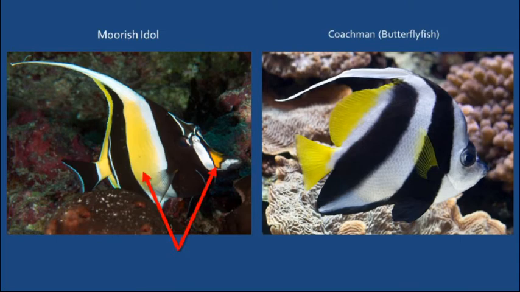So again, I'm just going to point out those key characteristics. Looking at our Moorish idol, we're going to look for that yellow saddle or yellow triangle that we can see on its snout, and that watercolor effect of yellow that sits on the white bit in between the two black bands. We can see on our coachman here, that yellow bit is missing, and that saddle on the snout is missing as well. So now you guys are going to be pros at identifying Moorish idols versus coachman or bannerfish.